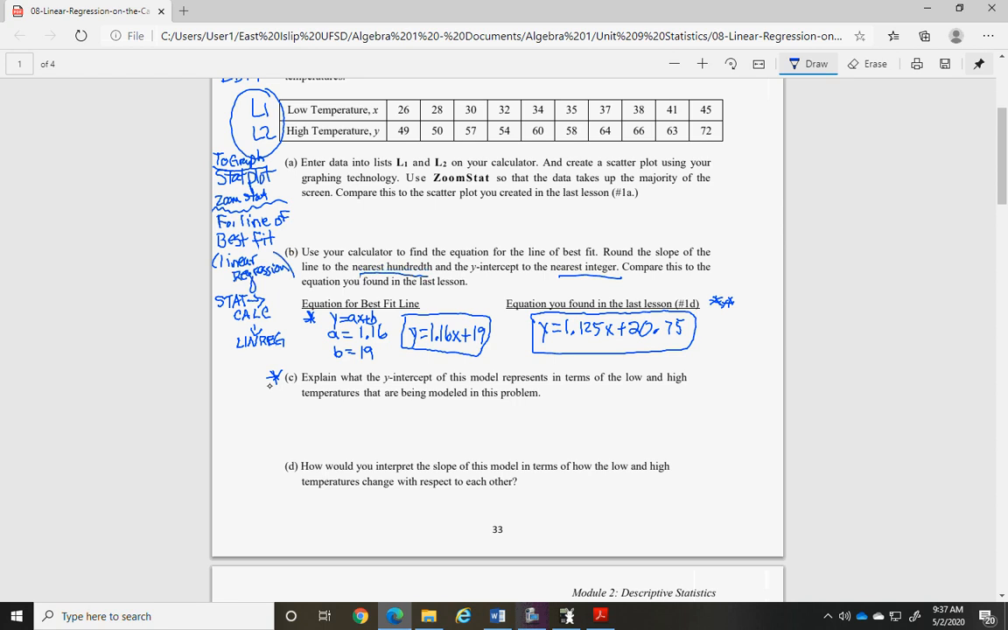So questions like C appear on the Regents Exam often, where they want you to say what certain numbers represent in a given equation. So here they're asking to explain what the y-intercept of this model represents in terms of low and high temperatures that are being modeled. So really, what does the 19 mean in the context of the situation? Those are words that we see often, in the context of the situation. So the y-intercept is 19.